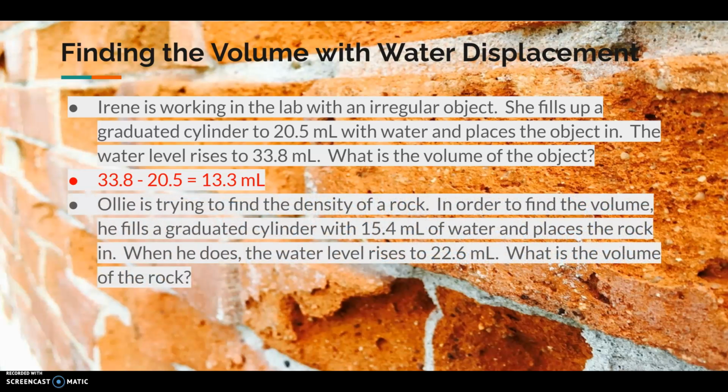In another example, Ollie is trying to find the density of a rock. In order to find the volume, he fills a graduated cylinder with 15 mL of water and places the rock in. When he does, the water level rises to 22.6 milliliters. What is the volume of his rock? Very well, we take the new water level, which is 22.6, and subtract from it the old water level, which was 15.4, and obtain the difference, which is 7.2 milliliters, the volume of Ollie's rock.